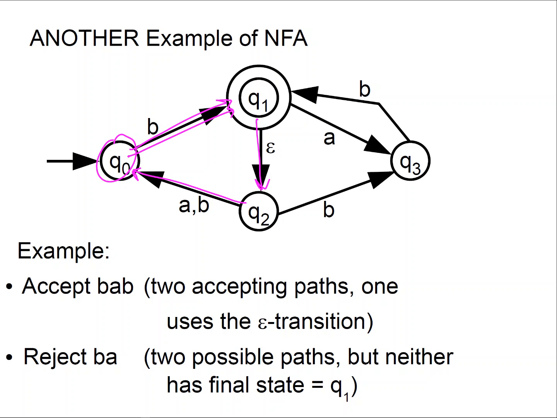This NFA rejects BA. There are many possible paths, but none of them ends in the final state Q1. If I read a B, I can go here, then I can do an epsilon transition and go here, and I can read an A and go here, but that is not an accept state. I cannot go back to Q1 without matching a B in the input, which I don't have.